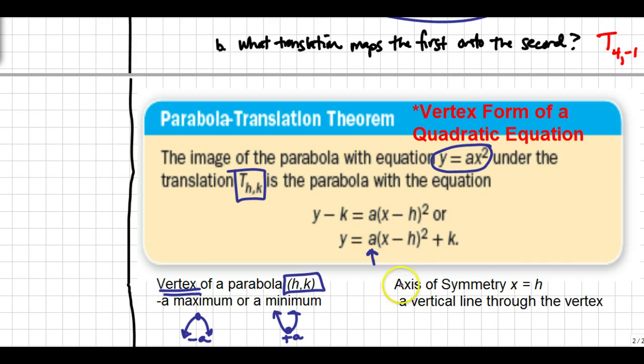All parabolas have an axis of symmetry, and the axis of symmetry will be a vertical line that cuts through every parabola. Since the vertex is either the minimum or the maximum point, the axis of symmetry, that vertical line, will cut through that vertex. So if you know where the vertex is, then you can identify where the axis of symmetry will be. So it's a vertical line through the vertex. If you know where the vertex is, then you know the h value. Just say x equals h and you'll be able to give the equation for the axis of symmetry.